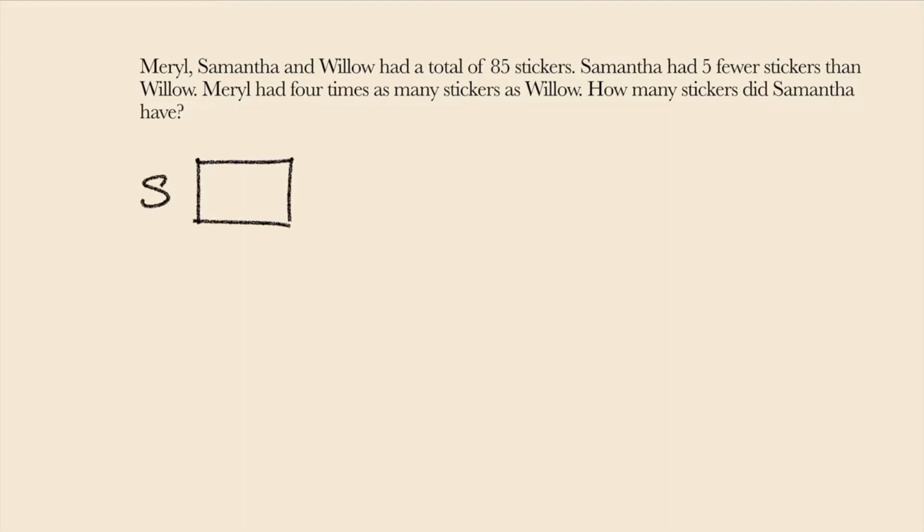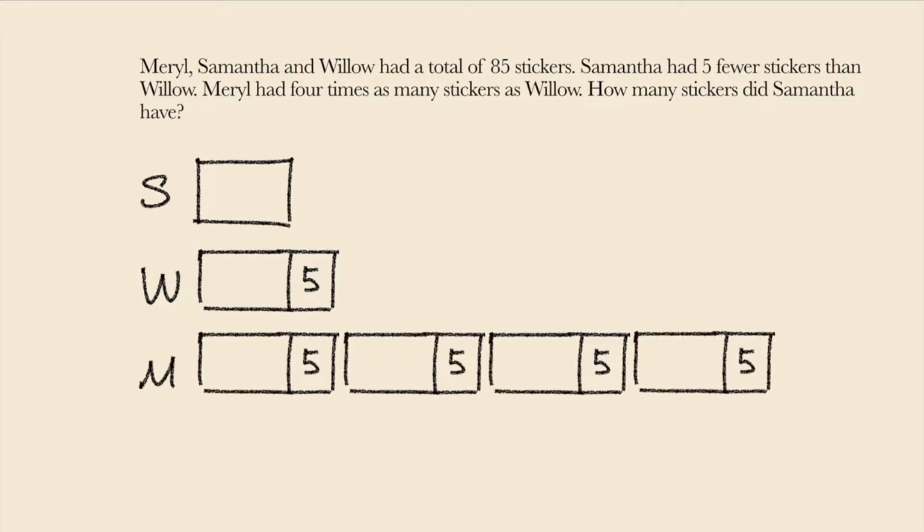So M, S and W had 85. S had 5 fewer than W, also means W had 5 more. So S having fewer means W having more. Merrill had 4 times as many as Willow. So what that means is we will take whatever Willow has and M has 4 times of that. So 1, 1, 1, 1. Okay, so 4 times of whatever W has.